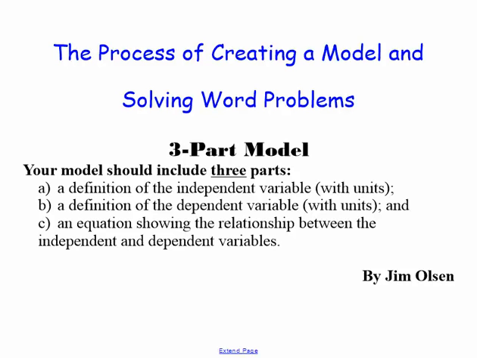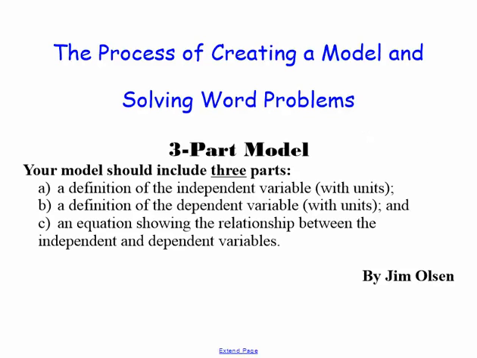A three-part model is going to have three parts. First of all, a definition of the input variable. This might be x. It is the independent variable of our function. We want to be specific and include units. Secondly is the definition of the dependent variable, which will be the output variable. You might use y. And third is an equation showing the relationship between these two variables.